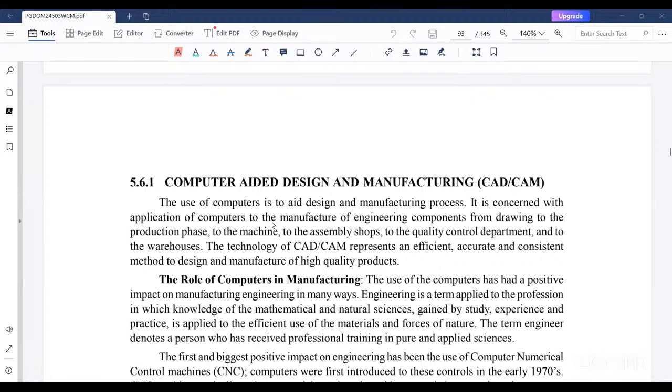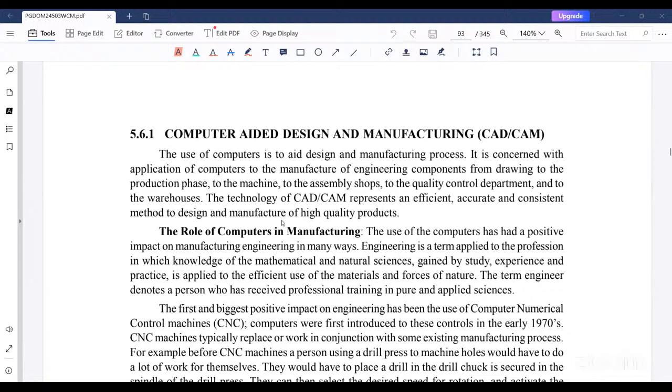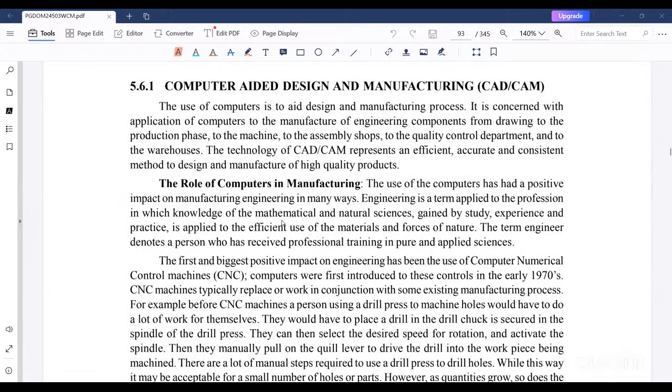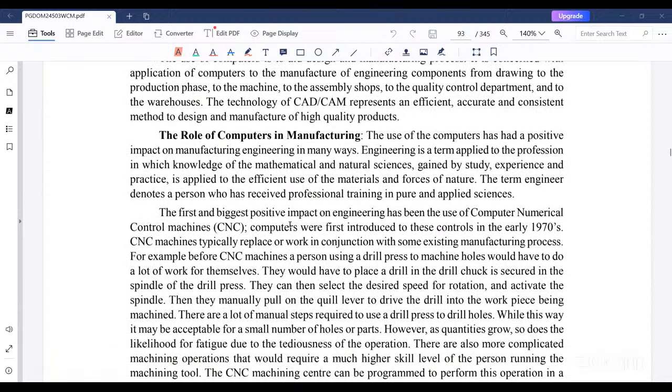So the technology of CAD or CAM represents an efficient, accurate, and consistent method for manufacturing high quality products. This method is used for producing high quality products. And what is the role of computers in manufacturing? Because everything is done in the manufacturing organization, the manufacturing unit or the factory. So what is the use of computers in manufacturing? The use of computers has had a positive impact on manufacturing engineering in many ways.